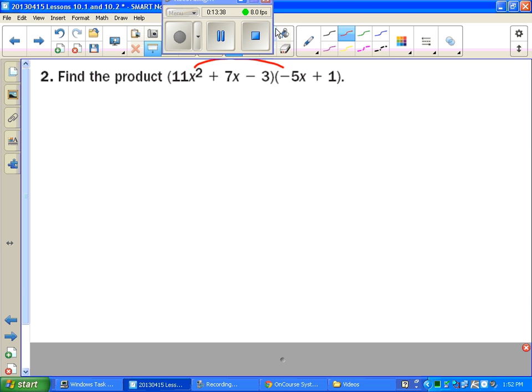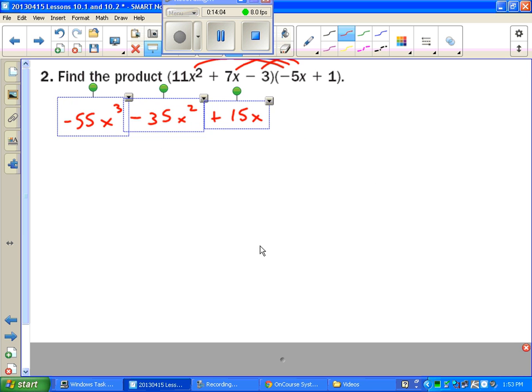Negative 5x times 11x is negative 55, x, it's 2 plus 1, so it's x to the third. Negative 5x times 7 is negative 35, x to the 1 plus 1 is x squared. And then negative 5x times negative 3, a negative times a negative is a positive 15x. That's the first part. Notice how long this is going to be. Move it all over real quick.